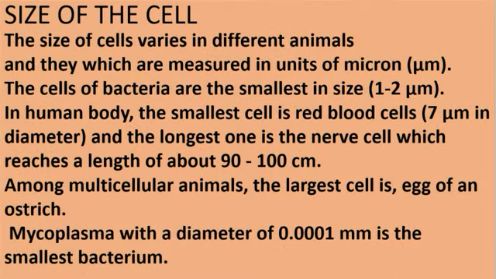Size of the cell. The size of the cell varies in different animals and is measured in units of microns. The cells of bacteria are the smallest in size, 1 to 2 microns. In the human body, the smallest cell is the red blood cell, 7 microns in diameter, and the longest one is the nerve cell, which reaches a length of about 90 to 100 centimeters. Among multicellular animals, the largest cell is the egg of an ostrich. Mycoplasma, with a diameter of 0.001 millimeter, is the smallest bacterium.